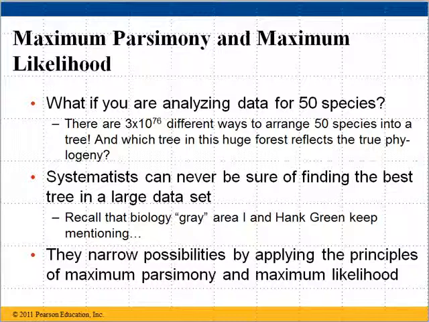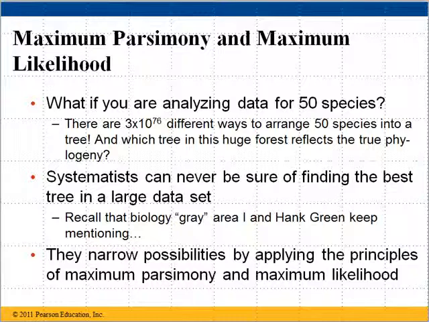Well, systematists can never be sure of finding the best tree in a large data set. That's a problem, of course. We can't say for sure 100% that this is the way that it is, especially if we're looking at large sets of data, huge numbers of species, and massive amounts of time. Most scientists are very good about never declaring certainty. That's not really the scientific method. The scientific method is primarily dealing in percentages and likelihoods, and so you would say that this is, based on the evidence, the most likely scenario. And if our evidence changes, the scenario possibly changes.